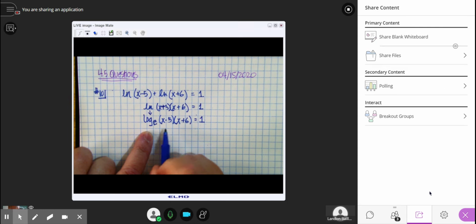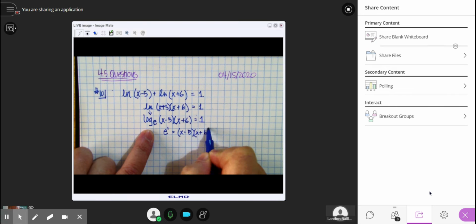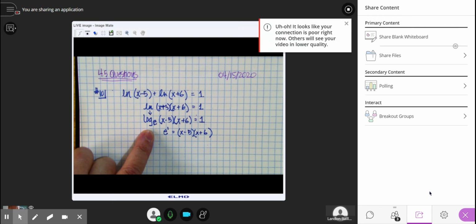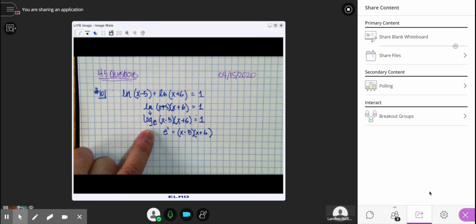So that means if I use the definition, e to the first power has to equal x minus 5, x plus 6. No, e to the first is just e. Do you remember how much e is?